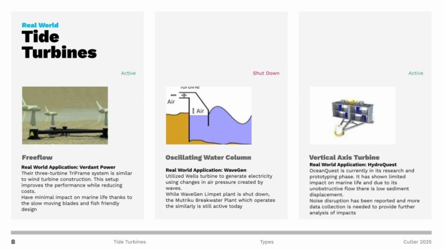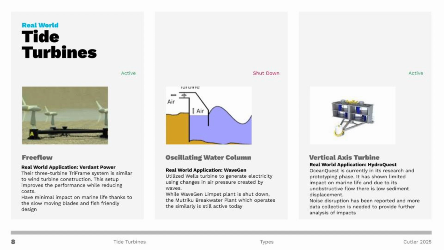Next up, we have the Verdant Power, which is a free flow turbine. This is a 3-turbine tri-frame system. It's pretty similar to a wind turbine construction. It improves the performance while reducing costs, and it is still active today. This example shows minimal impact on marine life thanks to the slow-moving blades, which a lot of tide turbines nowadays use.